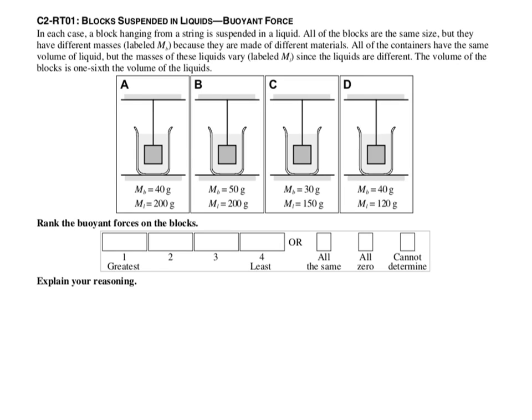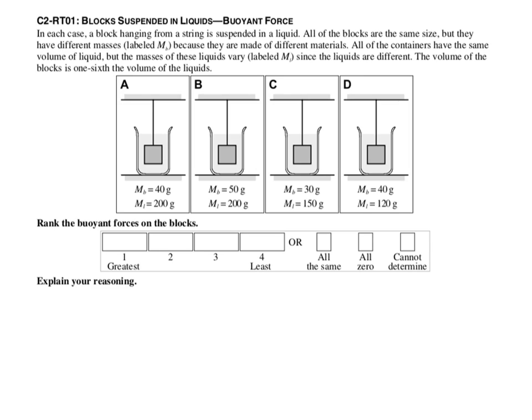Chapter 15, Sample Problem Number 8. In each case, a block hanging from a string is suspended in a liquid. All of the blocks are the same size, but they have different masses, labeled as MB, because they are made of different materials. All of the containers have the same volume of liquid, but the masses of these liquids vary, labeled as ML, since the liquids are different.